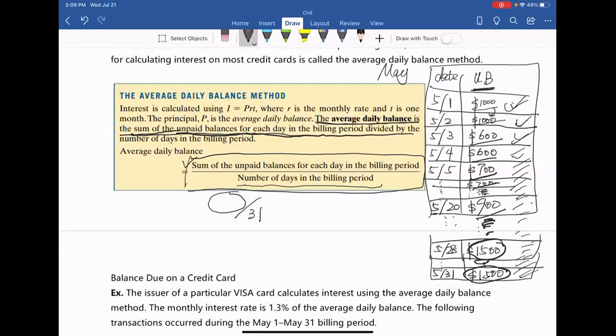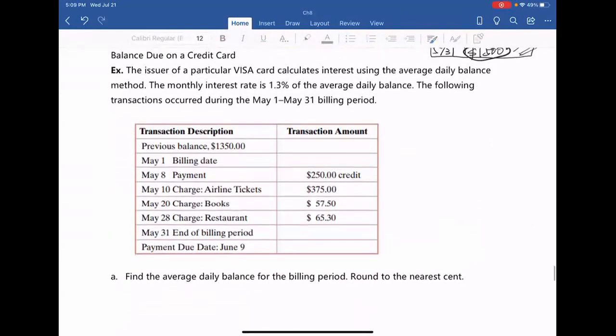We can make it short in the following example. In the example, the issuer of a particular Visa card calculates interest using the average daily balance method. The monthly interest rate is 1.3% of the average daily balance. The following transactions occurred during the May 1st to May 31st billing period. They show us the transaction description and transaction amount. So we can convert it to the table we made.